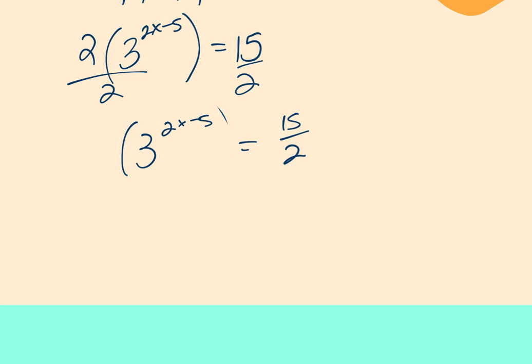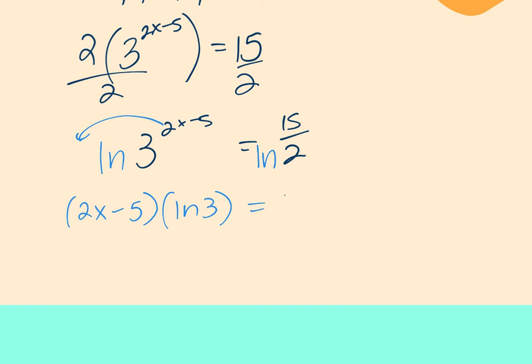Now what? How am I going to get rid of this exponent? I can't change these to be the same base, right? ln both sides of the equation. The exponent bumps to the front. So this time it says 2x minus 5 times ln of 3 equals ln of 15 over 2.